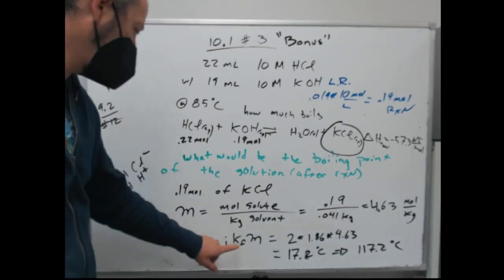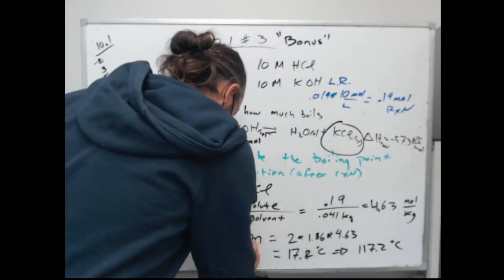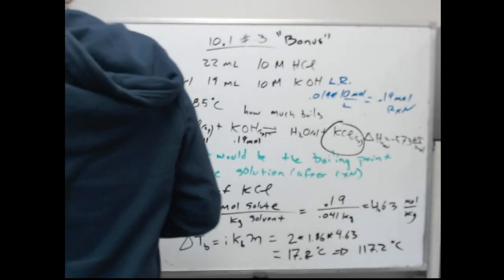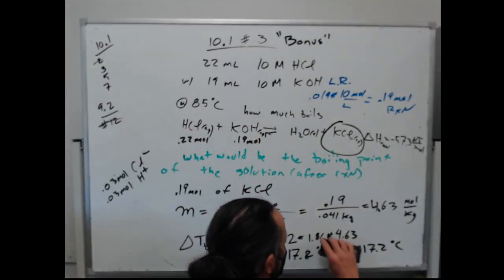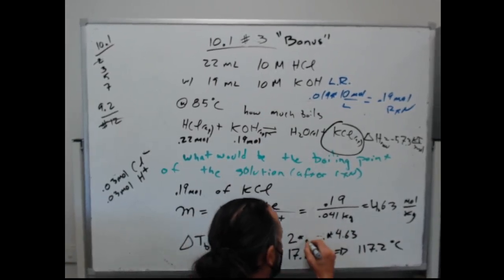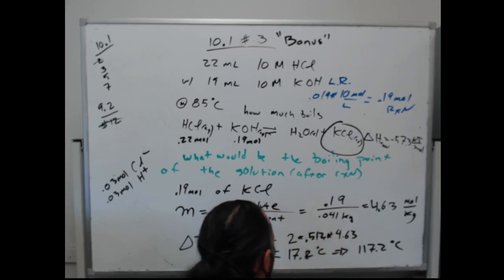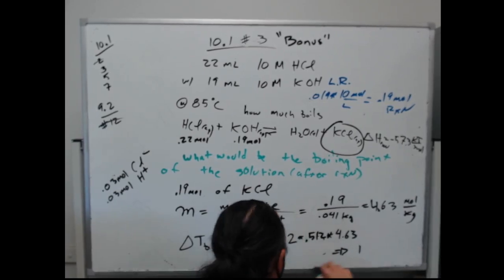Oh, sorry, did I write K_f? That should be K_b. My apologies. Let me make sure I looked up the right value. I knew it was supposed to be K_b. Oh, I totally messed up. Hold on. I looked up K_f instead of K_b. That's the freezing point constant. It's not going to be as dramatic as I thought. Oh my goodness, embarrassing. This is what I get for going too fast.